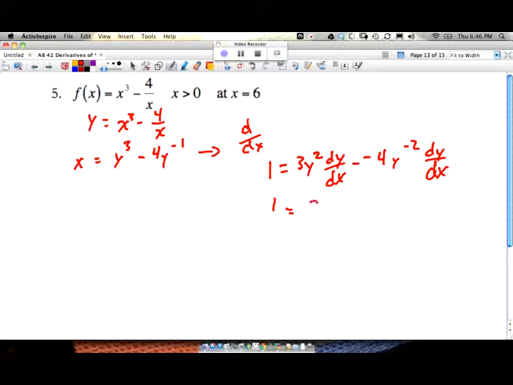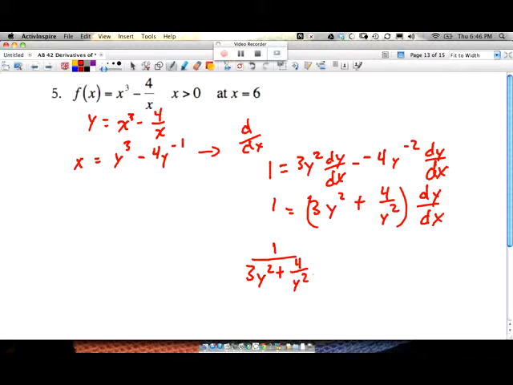Alright, so now put it all together. We got 3y squared plus, because that's minus minus, that's really plus, 4, and then y to the negative 2 means over y squared. All of that times dy dx. 1 over this, so that's 1 over 3y squared plus 4 over y squared equals dy dx. Excellent. Okay, so we're there.